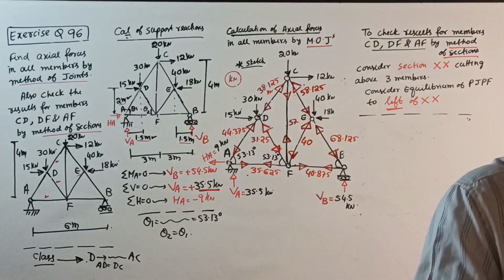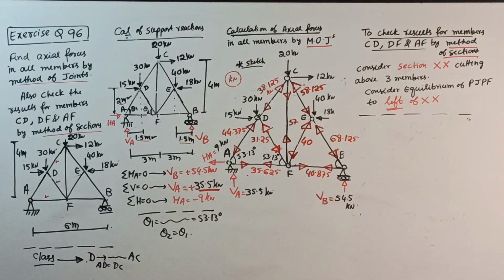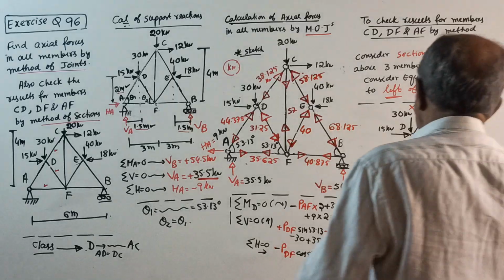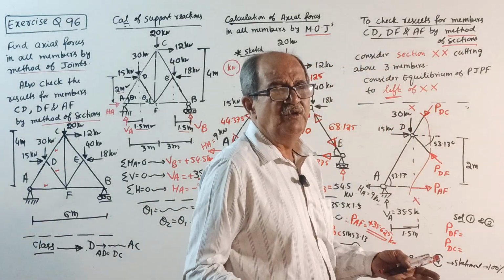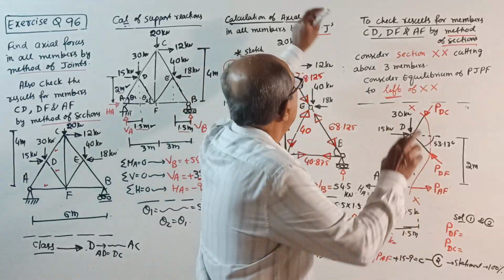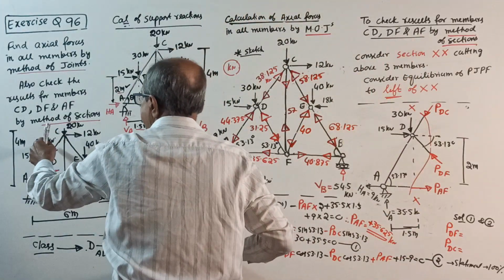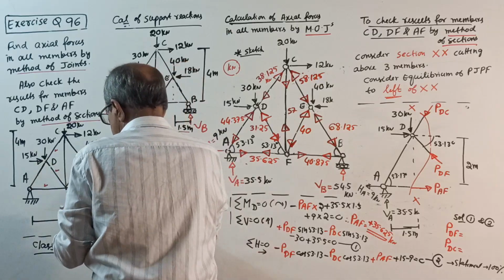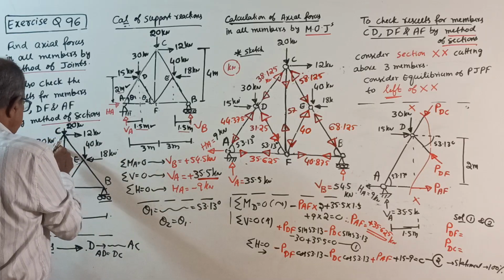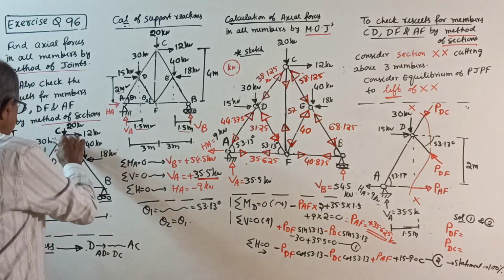I will write and explain. Now, mechanical steps. We are doing so many questions, I need not explain. Anyway, exercise question. To check the results, I told CD, DF and, see, this is C, partially not visible because of the touching. CD, DF and AF, these three members.